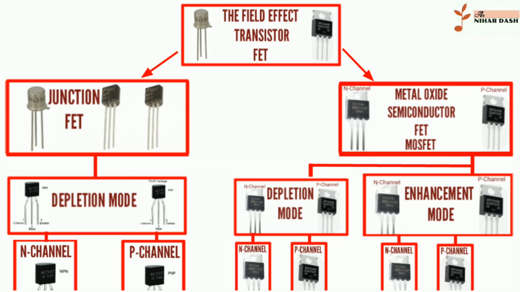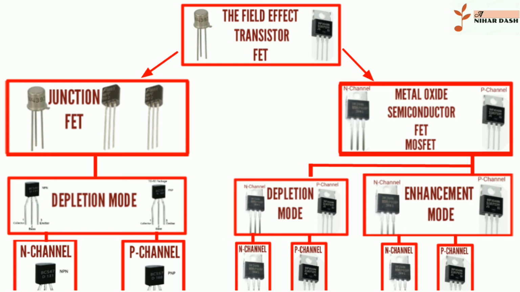The channel is formed between the drain and source in the opposite type to the substrate, such as N-channel is made with a P-type substrate and P-channel is made with an N-type substrate. The conductivity of the channel due to electrons or holes depends on N-type or P-type channel respectively.